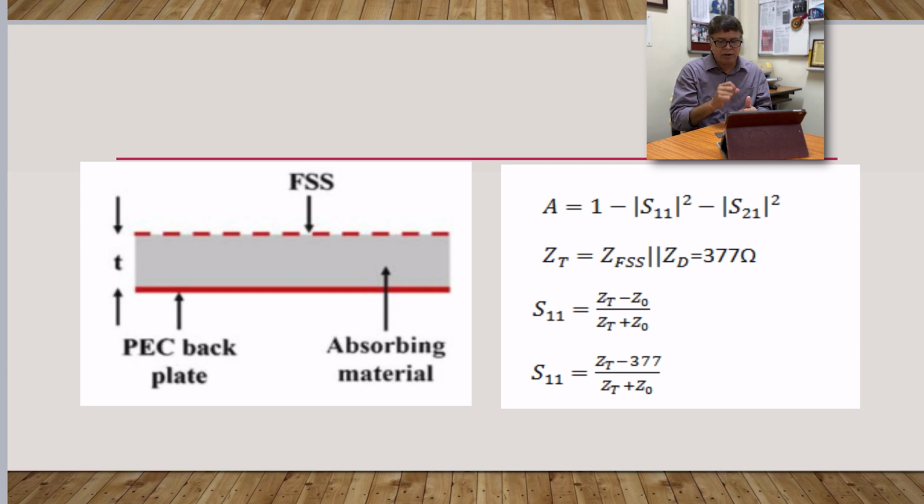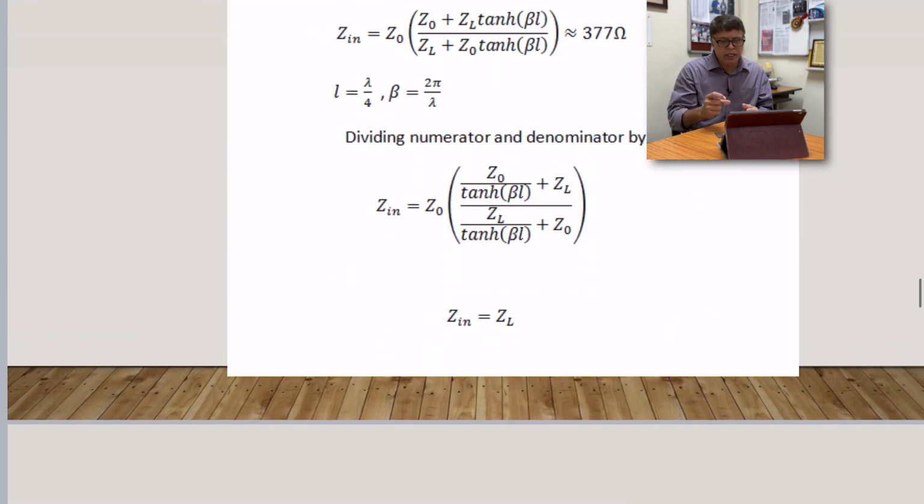Here we see that the S11 formulation will be ZT minus Z0 upon ZT plus Z0, and ZT is the total impedance of the absorber, which becomes ZFSS parallel to ZD, plus Z ground plane. Now we need to work out Zn so that ZT becomes 377 ohm. From this formulation we are able to see that Zn will be Z0 in brackets Z0 plus ZL tanh beta L upon ZL plus Z0 tanh beta L, where L is generally lambda by 4, so that we can bring Zn to 377 ohm, or the total impedance of the absorber which is designed will be equal to 377 ohm.